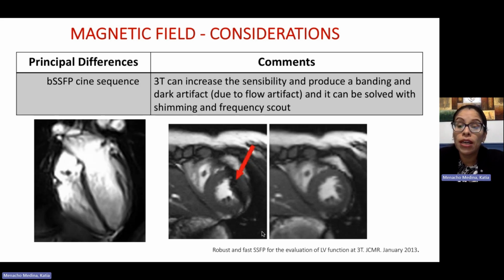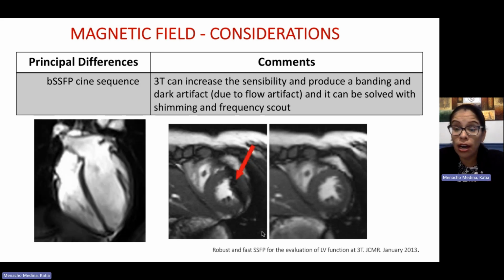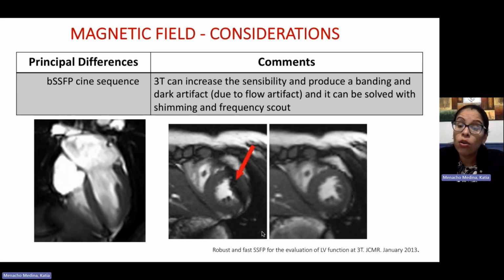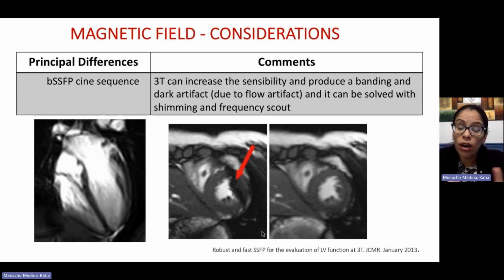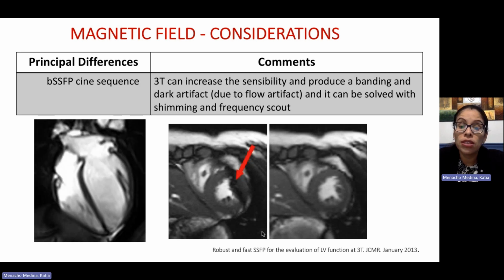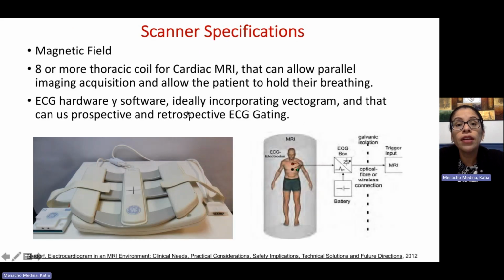For example, adjusting our shimming and also using the frequency scout sequence that is available in the scanner, and acquire the hertz in accordance with what this sequence is telling you, and following with the acquisition of the cine images with the correct frequency in hertz. So this can be improved. You can see it's possible to improve, but it's something that you should also face in the 3 Tesla scanners.